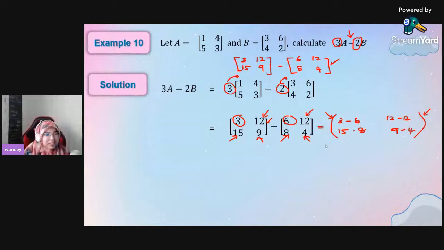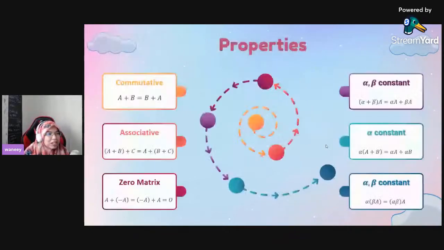Okay, next. Right, so simplify them, it will become negative 3, 0, 7, and 5. Okay, done. Example 10. Proceed to the next one.